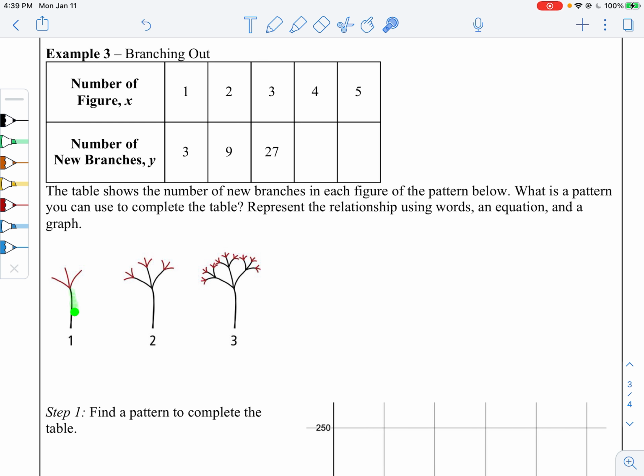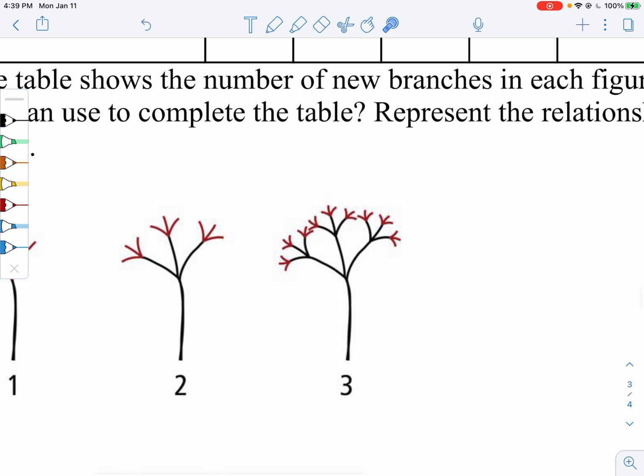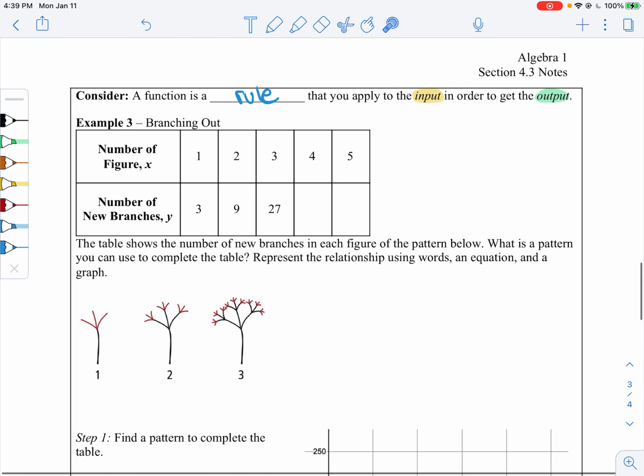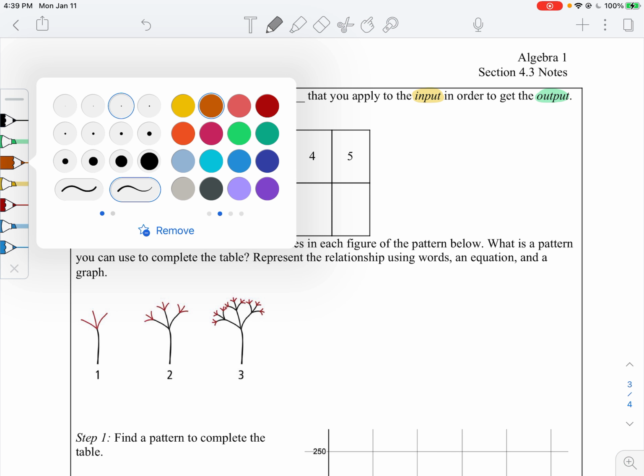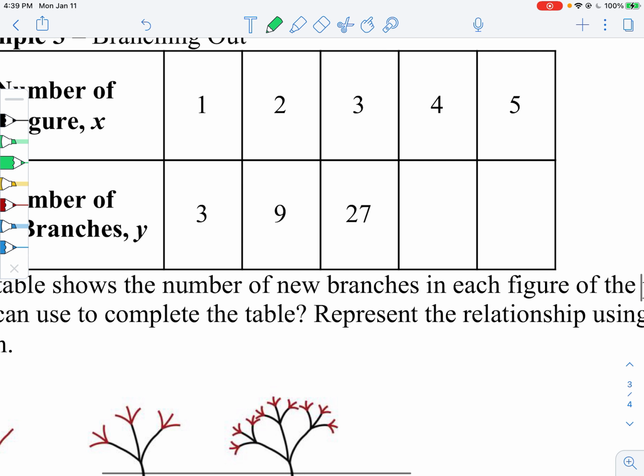So when we have our first step, it's got 3 branches. And then in our second step, we multiply by 3 to get 9 branches. In our third step, we multiply by 3. We make each one into 3 to make 27 branches. So find a pattern to complete the table. I kind of just told you what that pattern was. Each step, we're multiplying times 3.